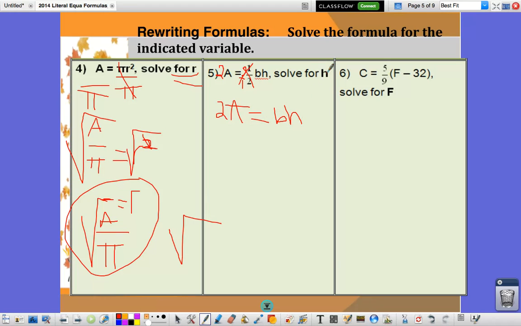And how do you get rid of b? Because we don't want to get rid of h, we want to get h by itself. So we get rid of the thing next to it, which is multiplying, remember? And you divide to get rid of it. So you get 2a divided by b equals h.